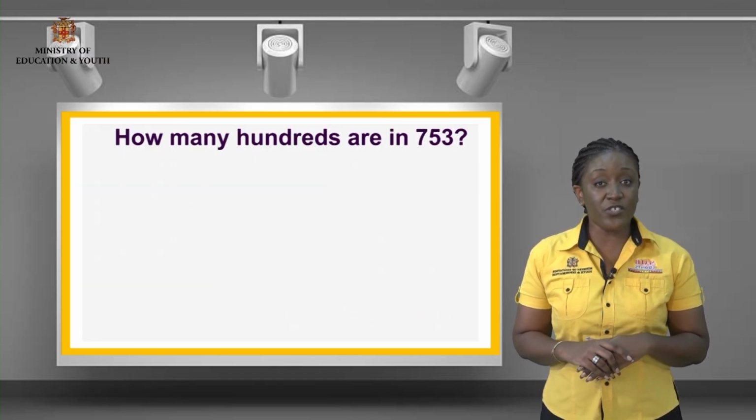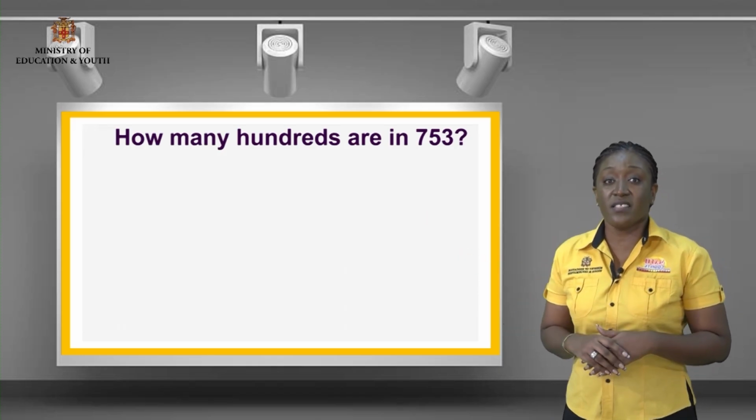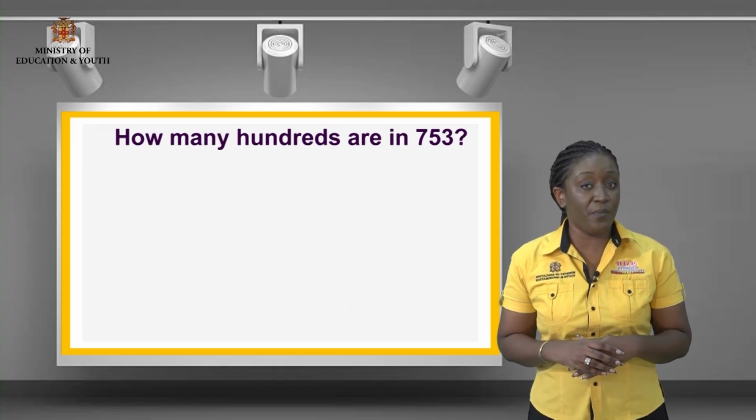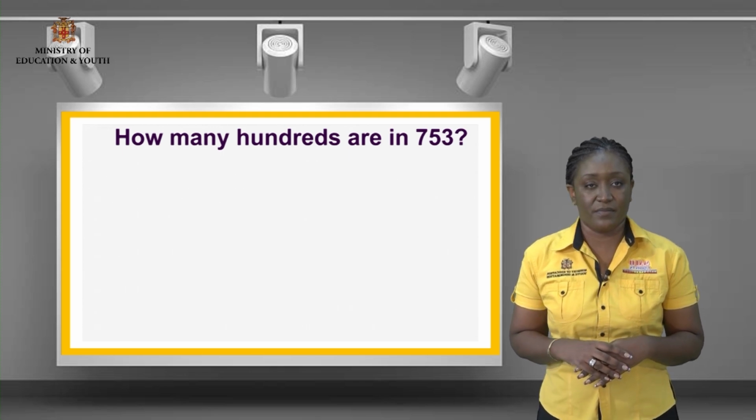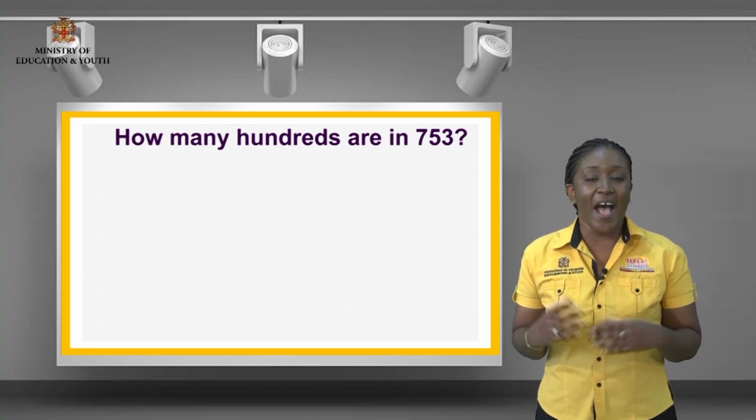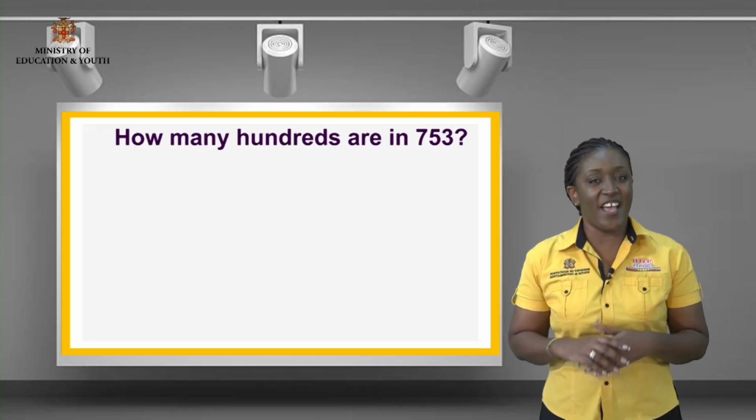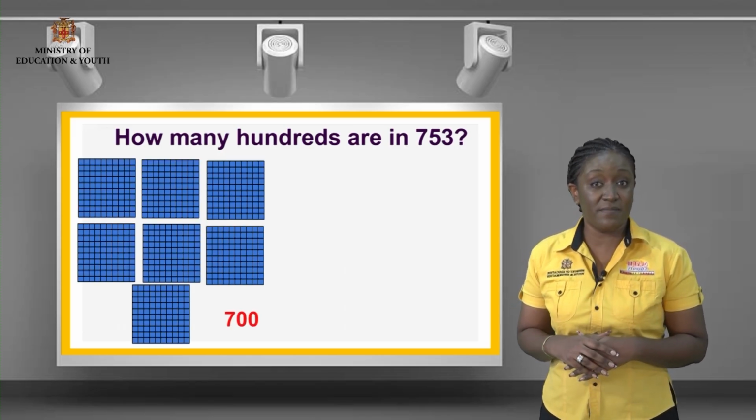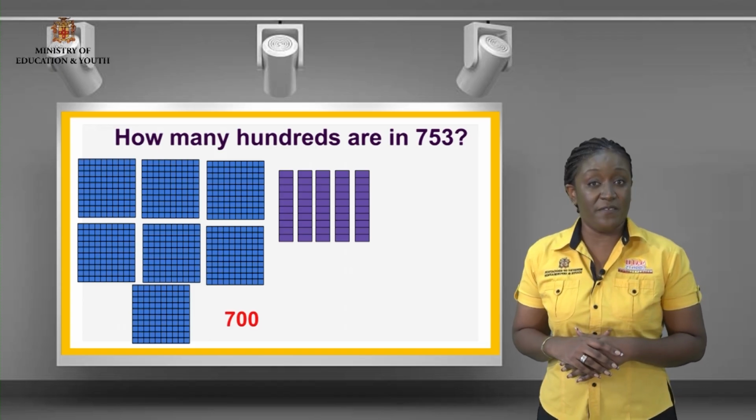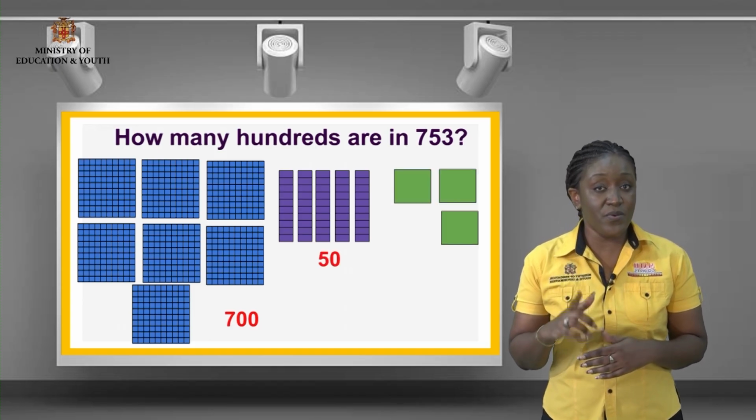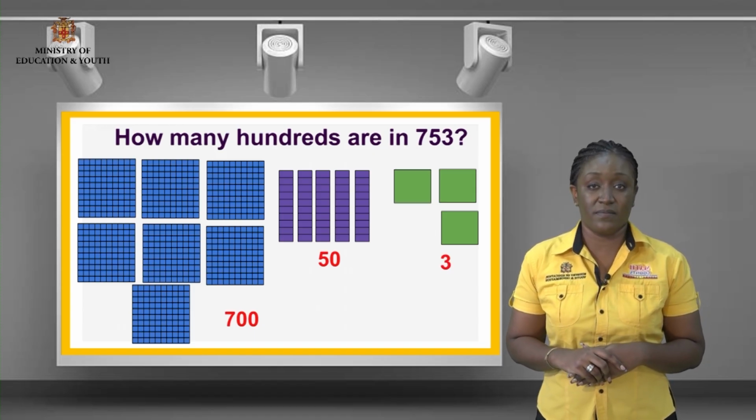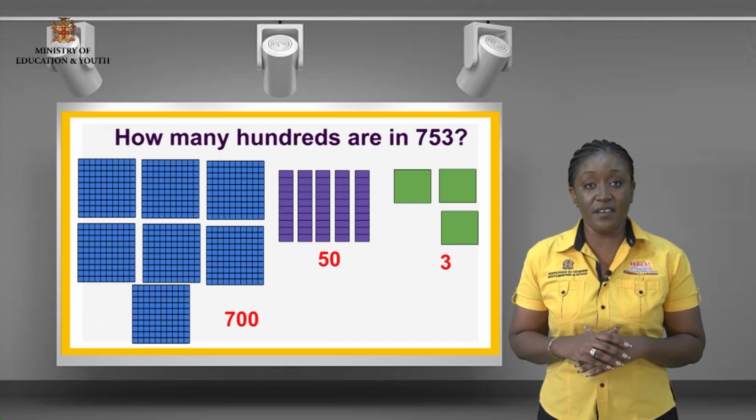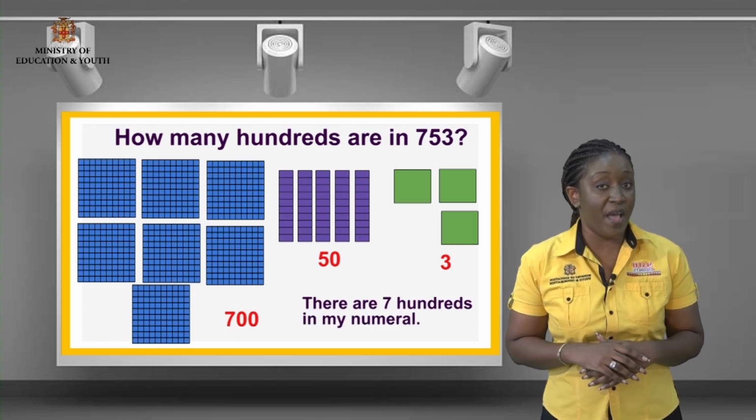How many groups of hundreds are shown in the numeral 753? Use the base 10 blocks to represent the numeral to help you get your answer. Did you do it? Amazing, boys and girls. I can see that you are learning. 7 flats will represent 7 hundreds. 5 longs will represent 5 tens. And 3 units will represent 3 ones. Therefore, my 7 flats are telling me there are 7 hundreds in my numeral.